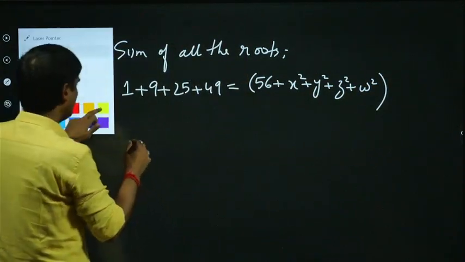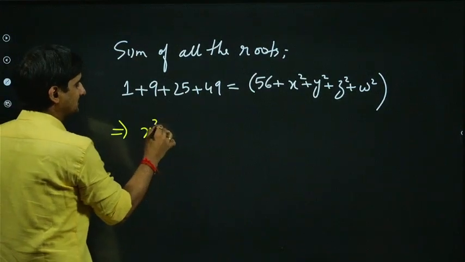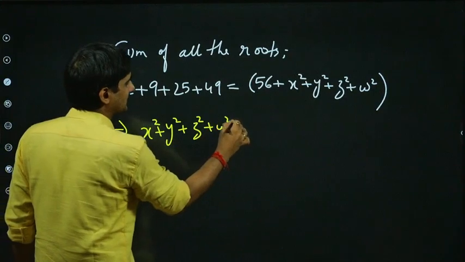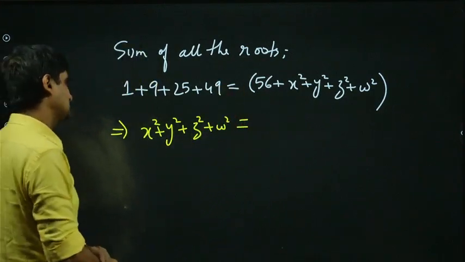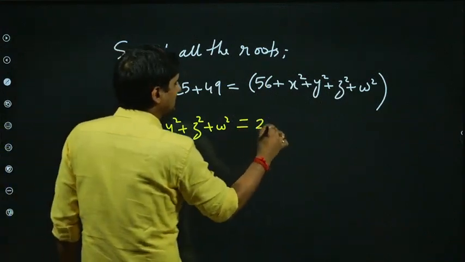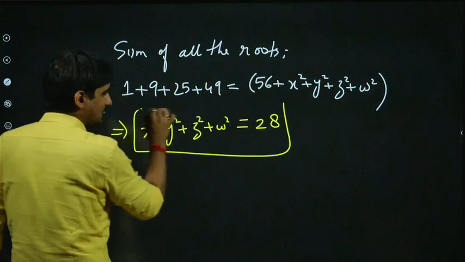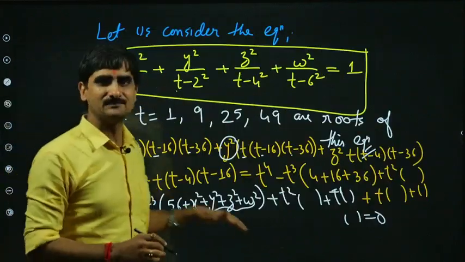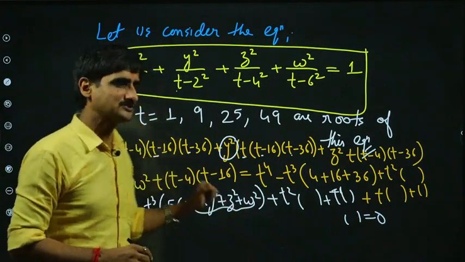Now we can get the value which we need. So x square plus y square plus z square plus w square is 84 minus 56, which is 28. I think 28 is the answer. You can check it, bachcho. So that's my answer and my approach for this question, bachcho.